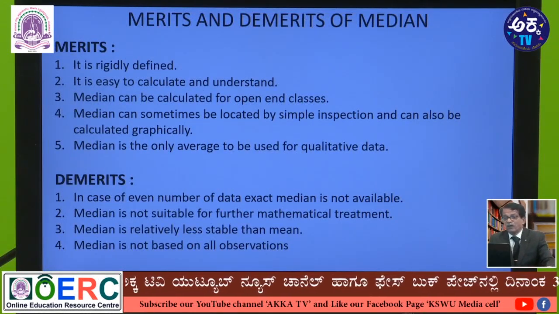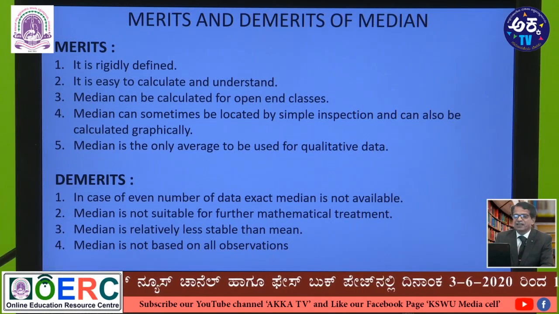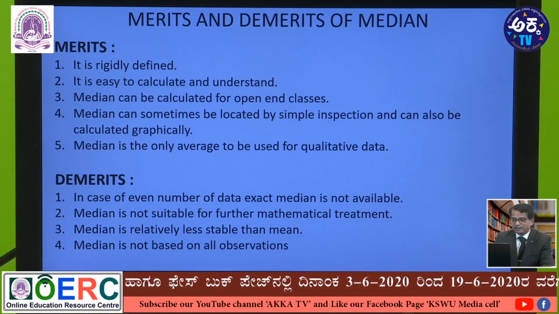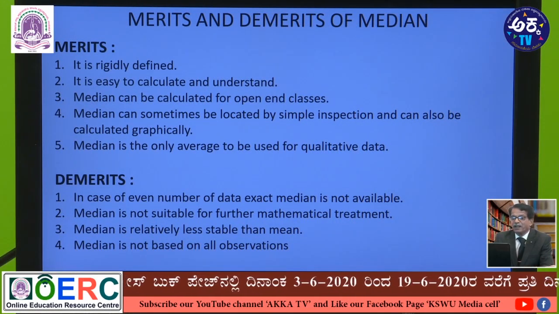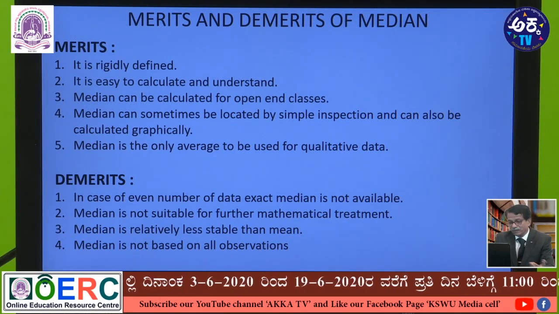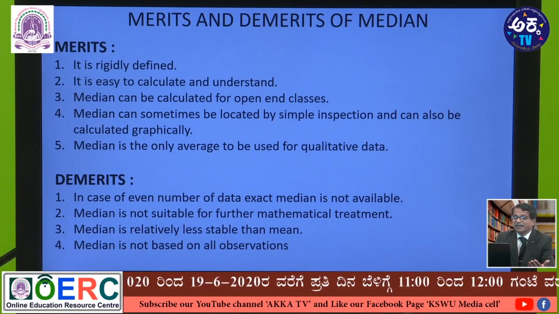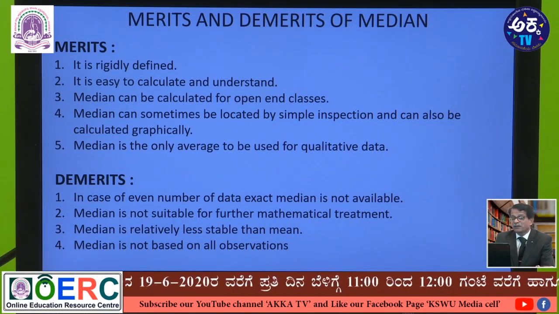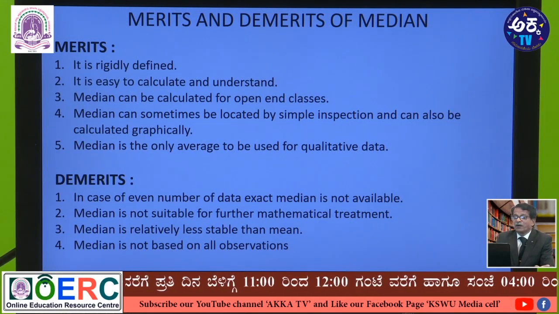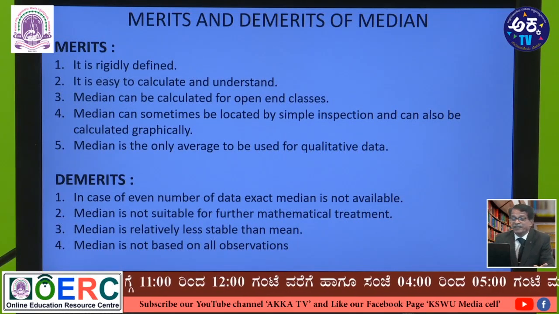Friends, now let us look at merits and demerits of this median. Merits are, it is rigidly defined, there is no ambiguity. It is easy to calculate and understand because the formula is very simple, and median can be calculated for open end classes also. Friends, for example, while studying arithmetic mean just earlier, what we said is arithmetic mean cannot be calculated for open end classes, whereas median can be calculated for open end classes, and that was the merit or advantage of using median.